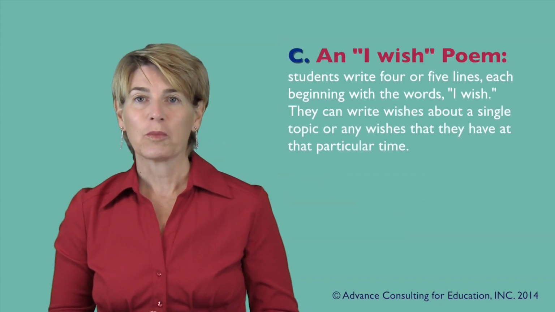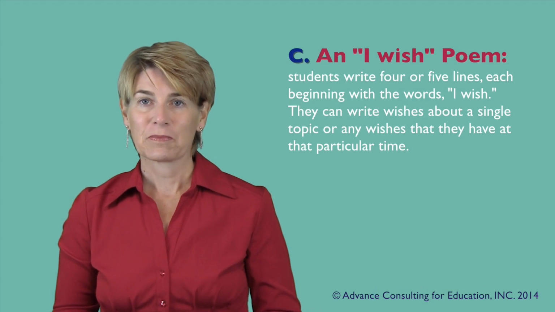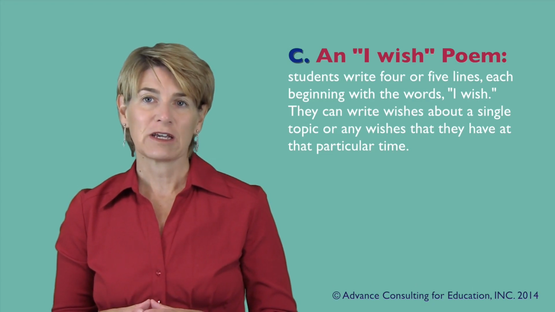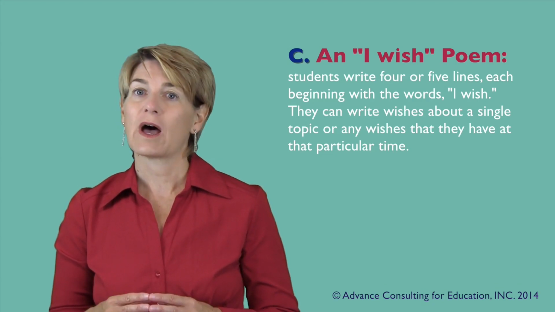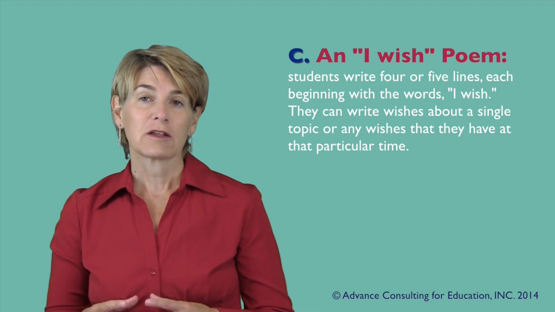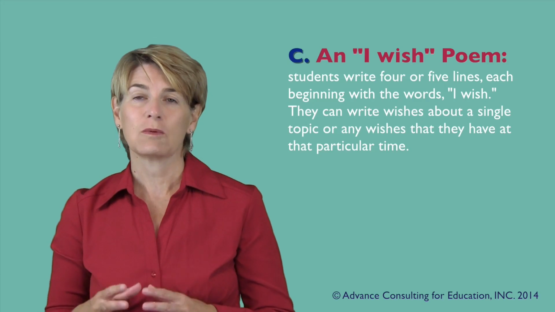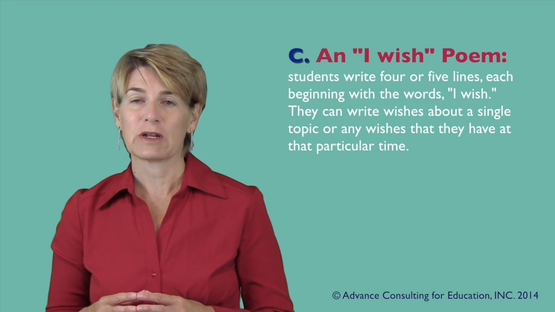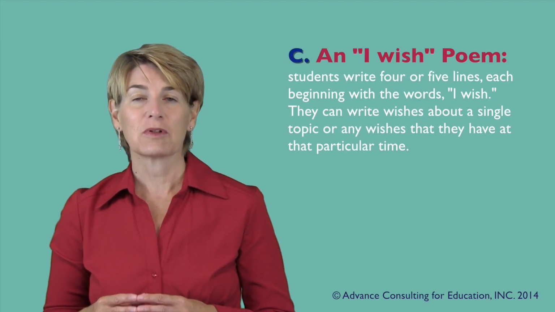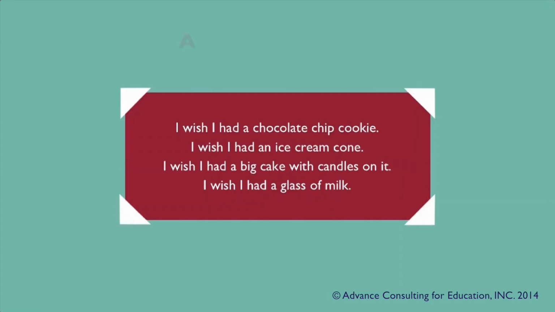The next type of poem is called an I wish poem. Students write 4 or 5 lines, each beginning with the words I wish. They can write wishes about a single topic, or they can write any wishes that they have at that particular point in time. Here's an example on the topic food.